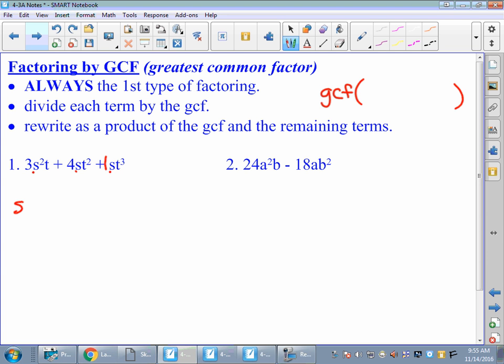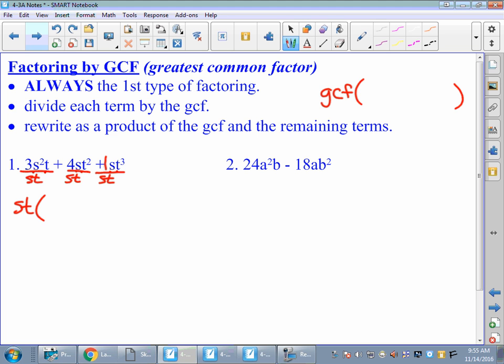And then the T's, same thing. They each have a T, but the first one has 1, the second one has 2, and the third one has 3. We're not looking for the biggest amount total. We're looking for the biggest amount in common with all of them. So since they at least all have a T, we can take out a T. So I'm going to put that on the outside. That's my GCF. And then I'm going to actually write divide by ST, divide by ST, and divide by ST.